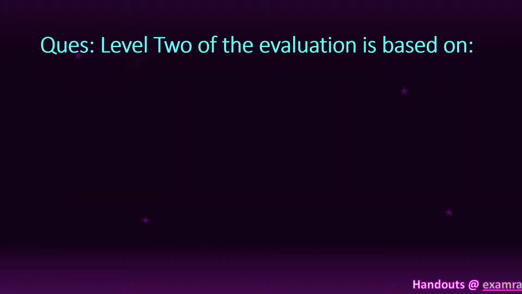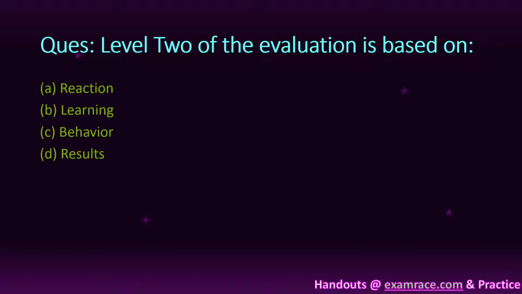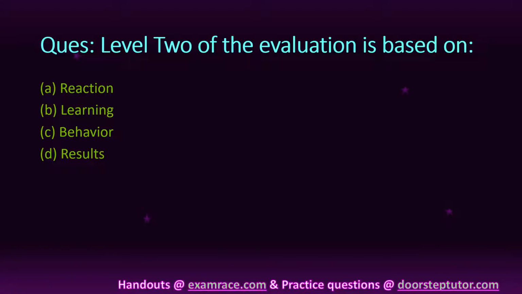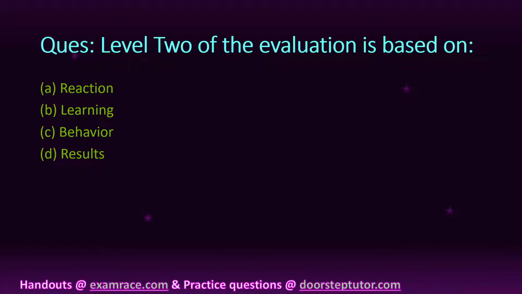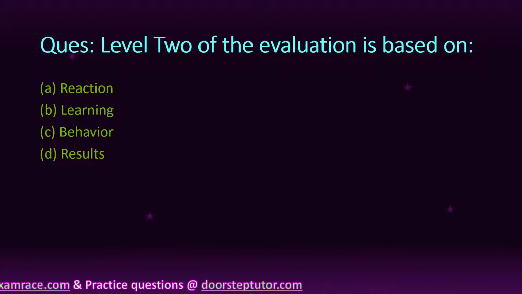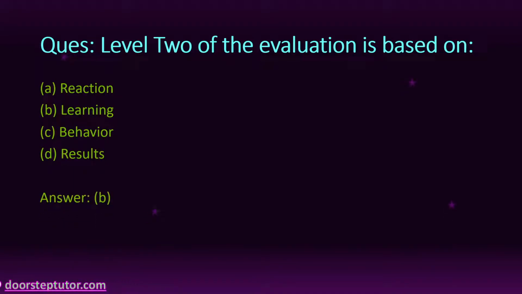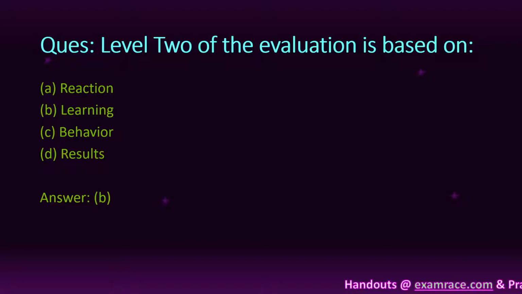And the next question is what? Level 2 of the evaluation is based on what? Reaction, learning, behavior, result. We see the first one is reaction, the second one is learning, third one is behavior and result. So here the answer is B, that is learning. Okay, so this is all about the Kirkpatrick curriculum evaluation model, and now my topic is completed. Okay, thank you.